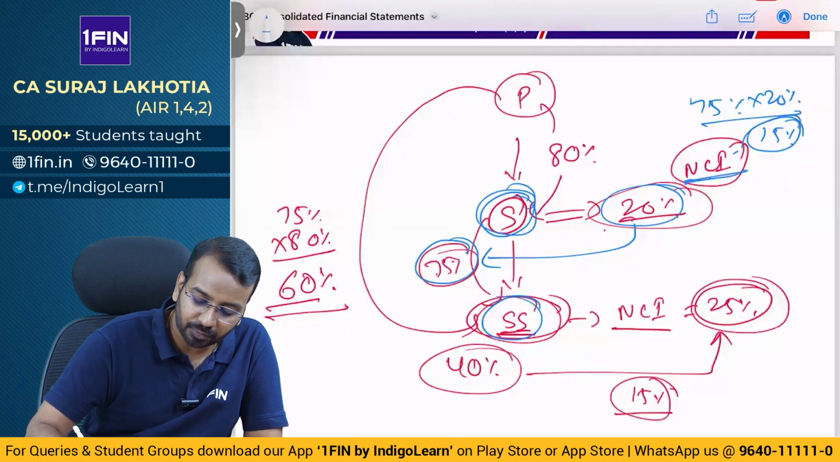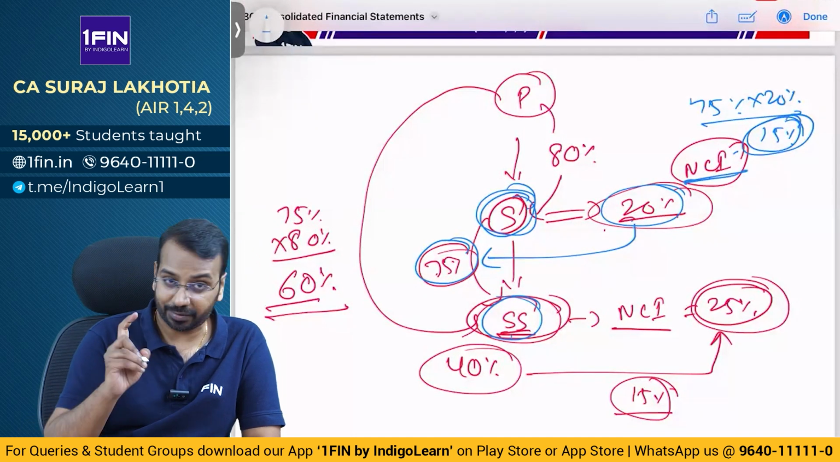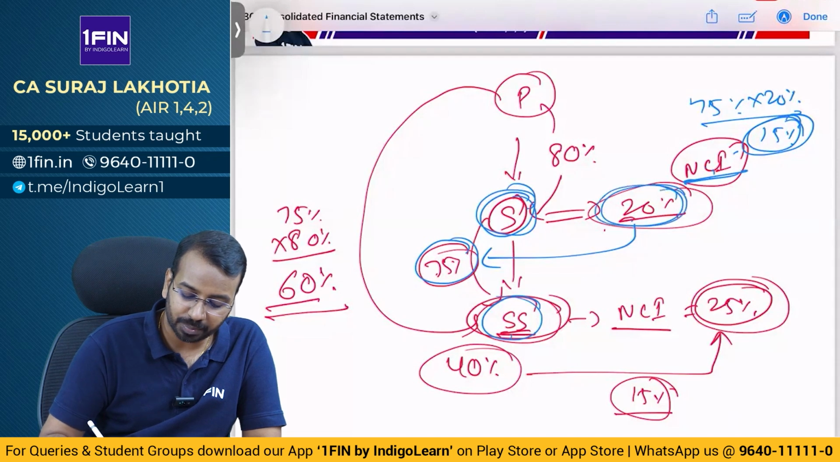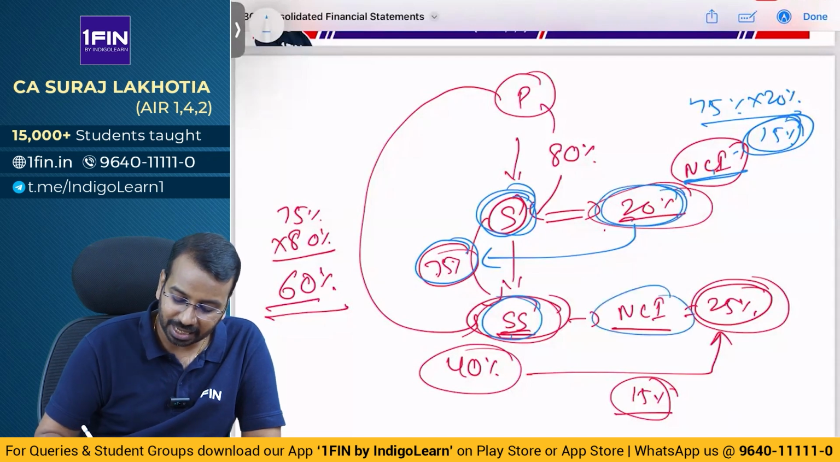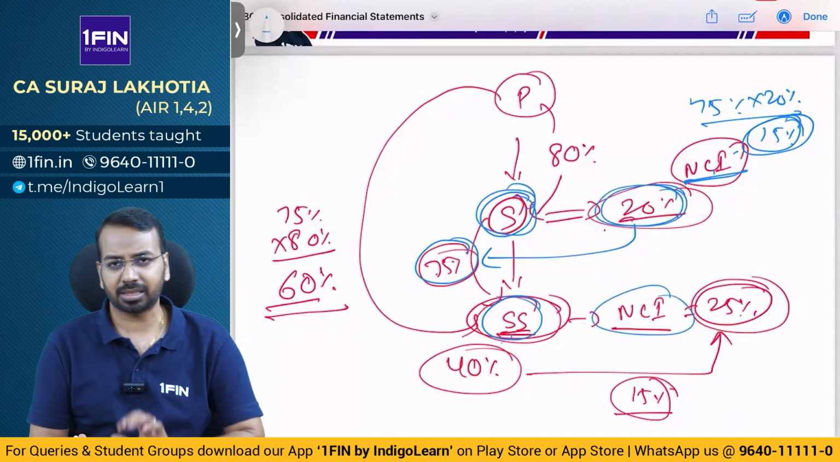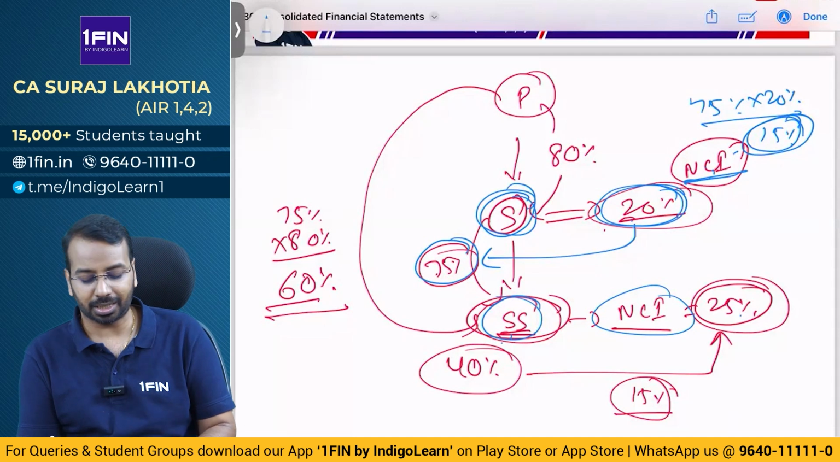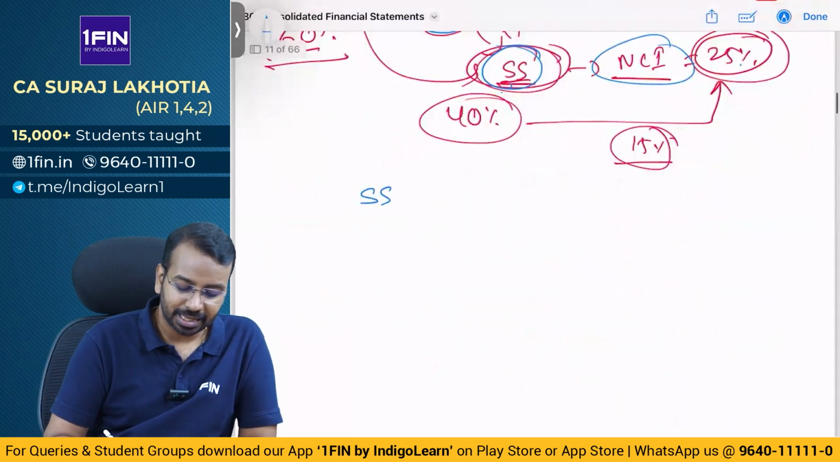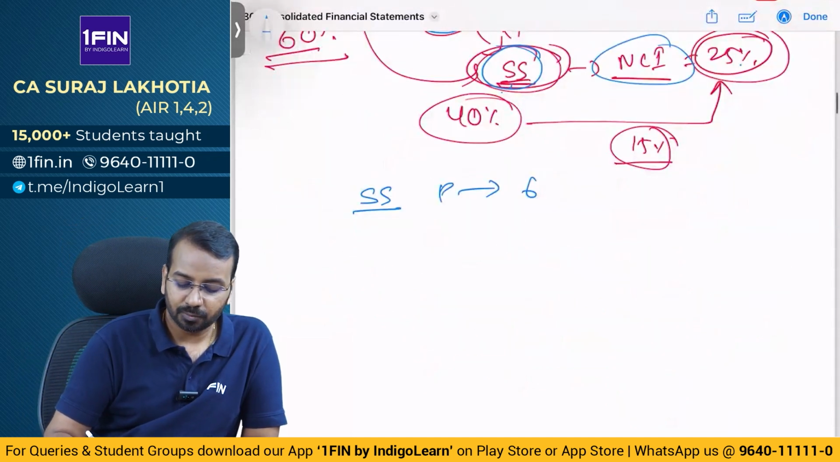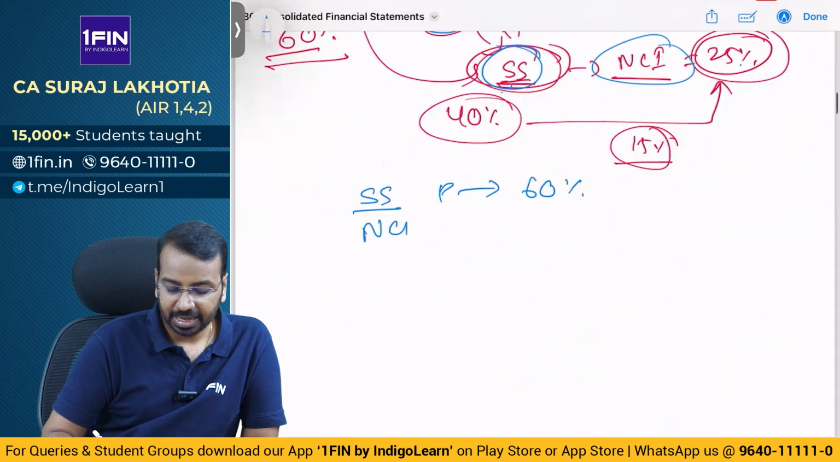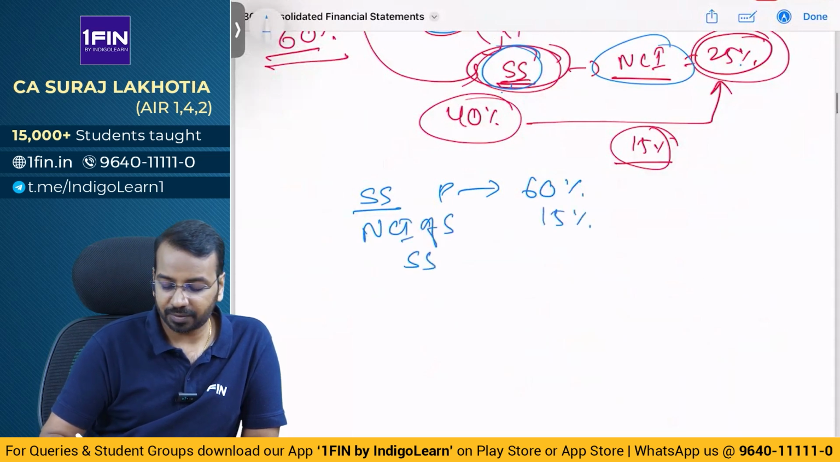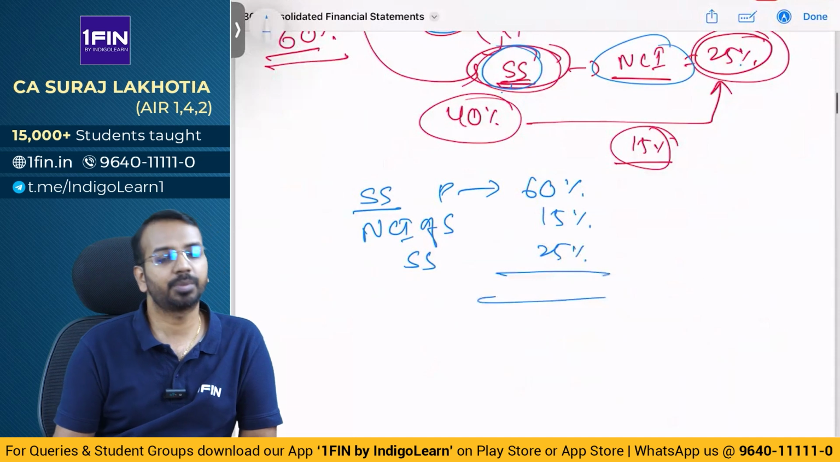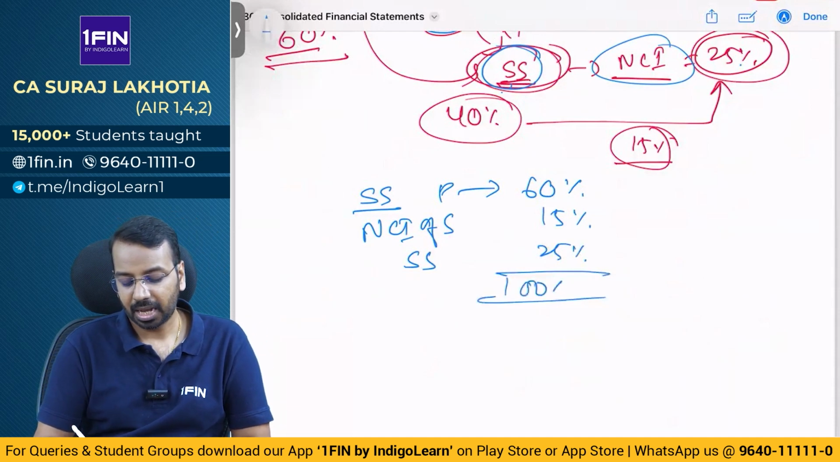So this NCI has 15% in SS effectively, this NCI has 20% in S, and this NCI has 25% in SS, for broader understanding. So can I say in SS, P has 60%, NCI of S has 15%, and NCI of SS has 25%. This makes it 100%.